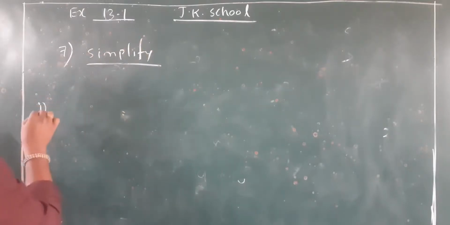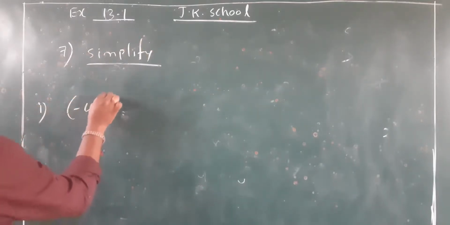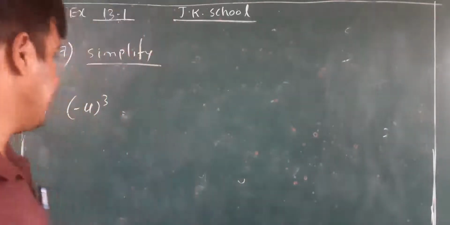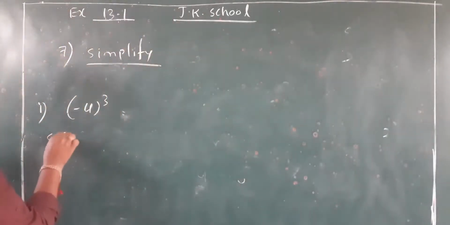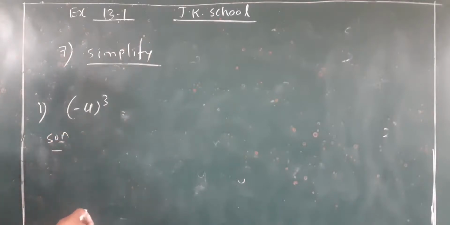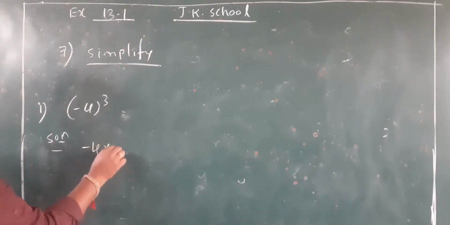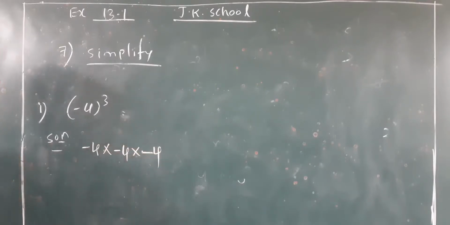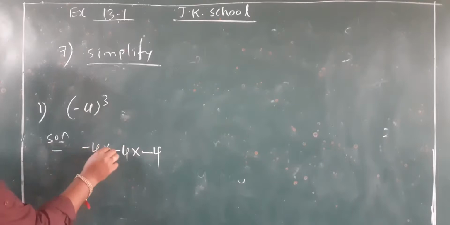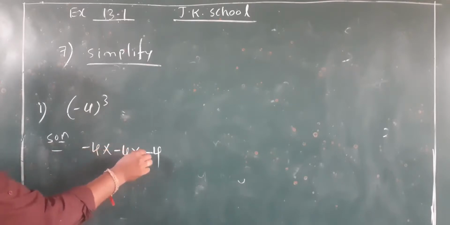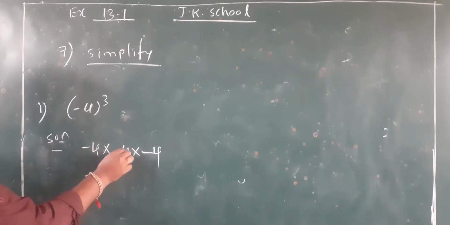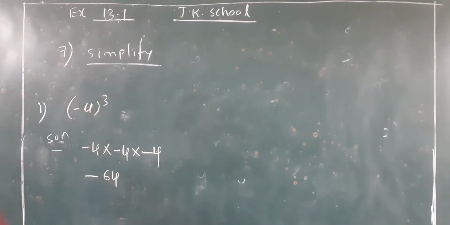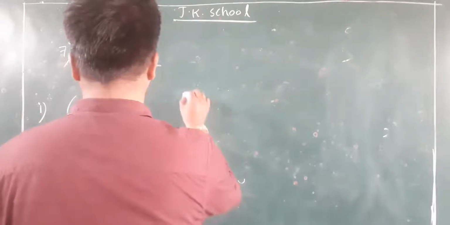Here different types of problems are there. Minus 4 cube. Minus 4 cube. You have to simplify it. Solution. Minus 4 cube can be written as minus 4 into minus 4 into minus 4. That's it.